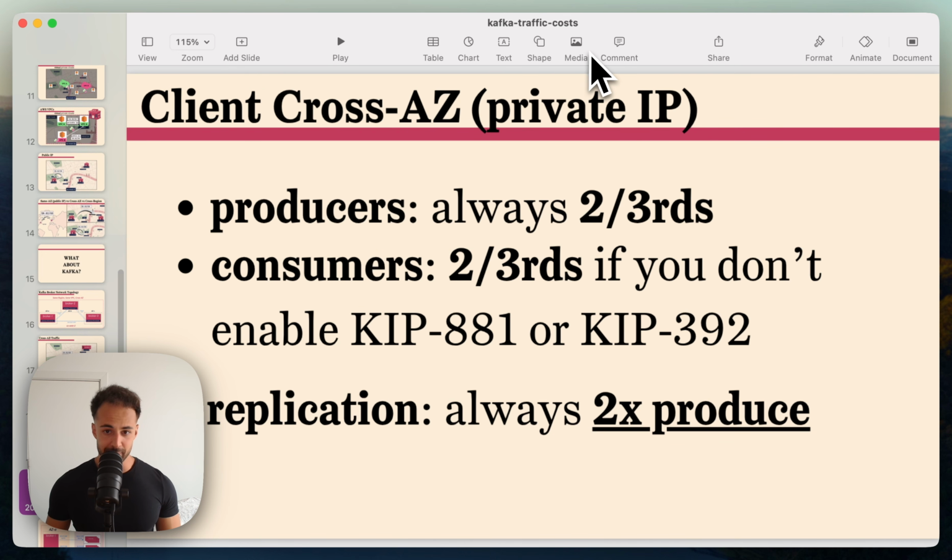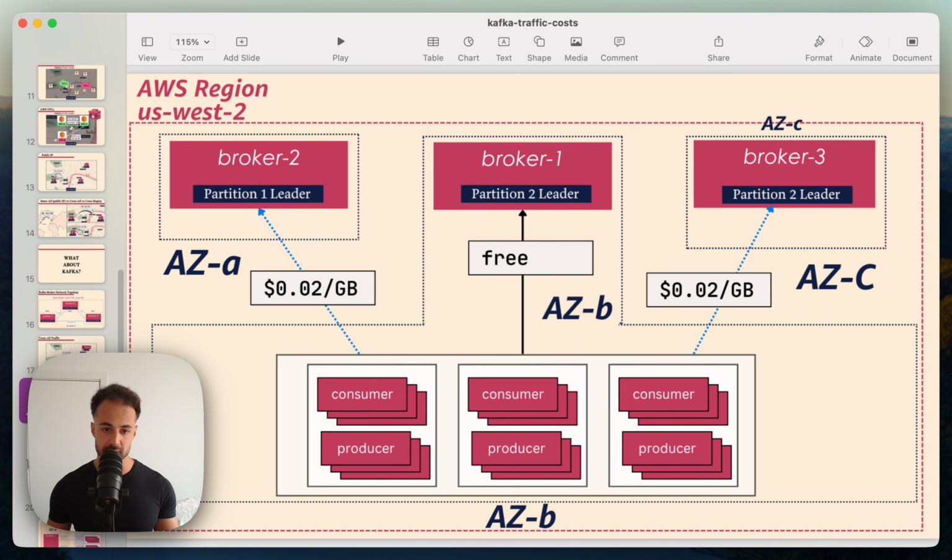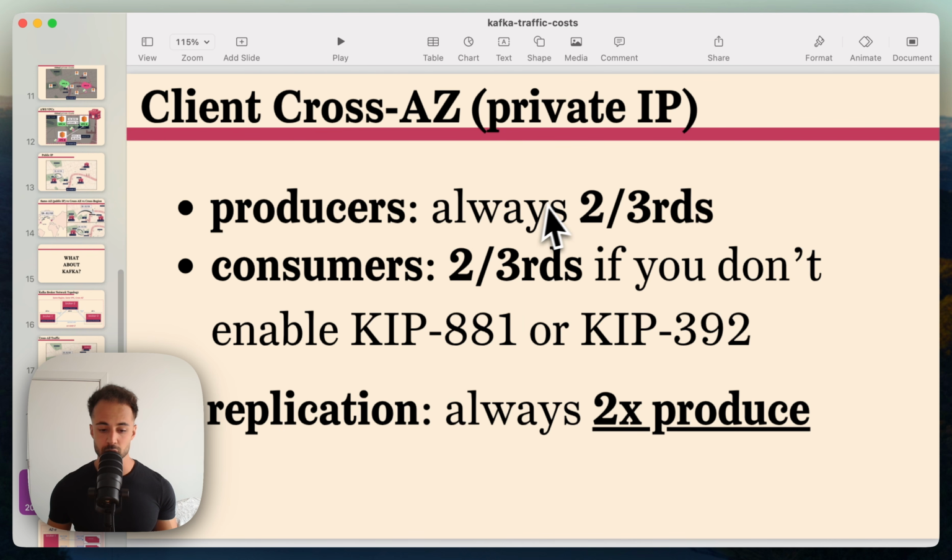So, recapping, this is cross-AZ clients in Kafka. If you're using the private IP, you're always going to have 2/3 of the producers moving data and paying that 2 cents a gigabyte charge. And consumers are also going to be 2/3 unless you enable KIP 881 or KIP 392, which enables you to read data from the same AZ. That's an optimization you can run.